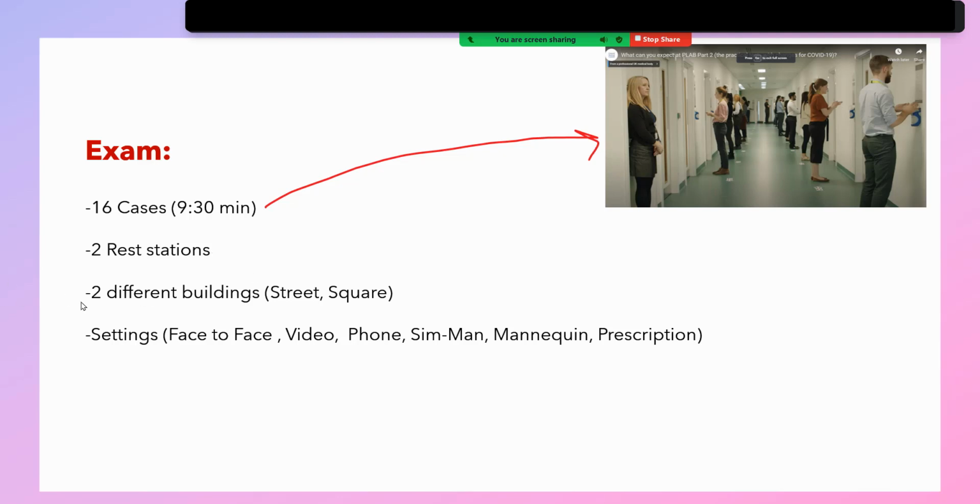Okay? The exam will be conducted in 2 different buildings, Hardman Street or Hardman Square. How are you going to know where exactly your exam is? From the GMC confirmatory email. The GMC will send you a confirmatory email by your booking. In this email, you will find your GMC number and the place of the exam. Is it street or square?